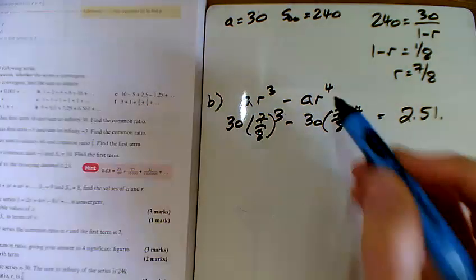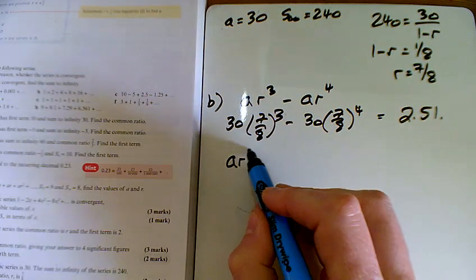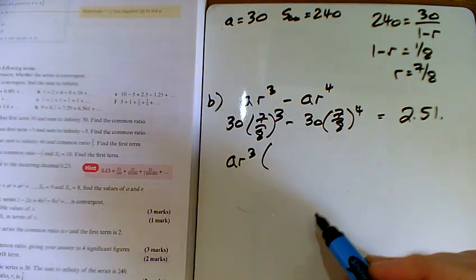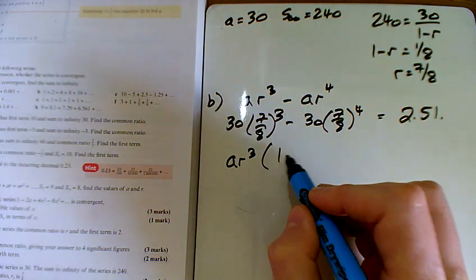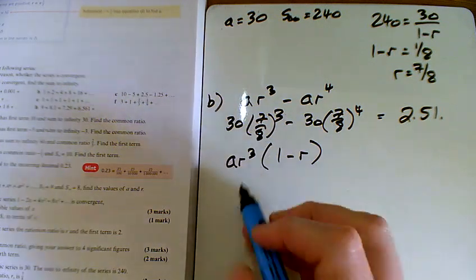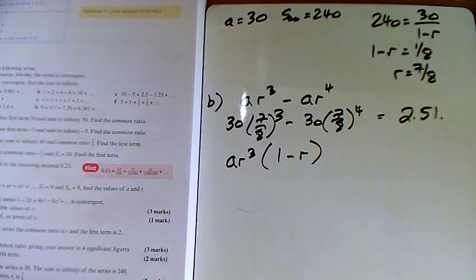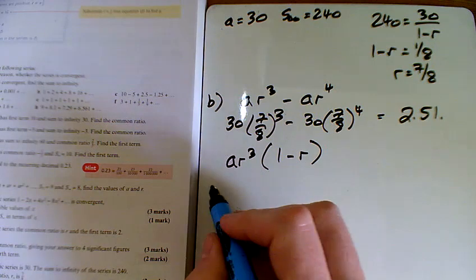Another way of doing that, I suppose, would have been to actually take out the ar cubed as a factor and say that we've then got 1 minus r and then drop the values in as well. A different way, perfectly fine.